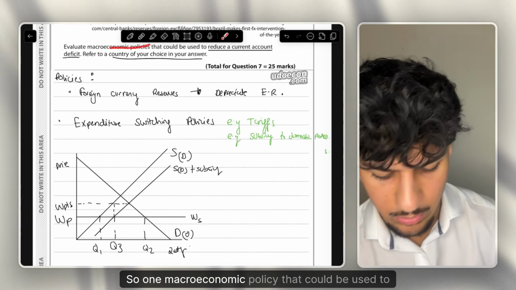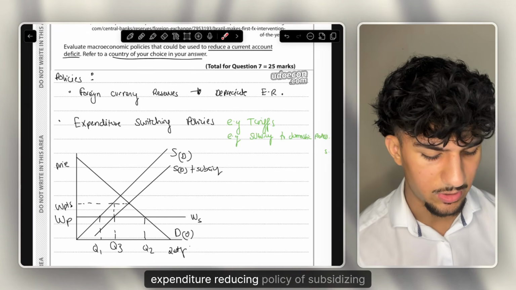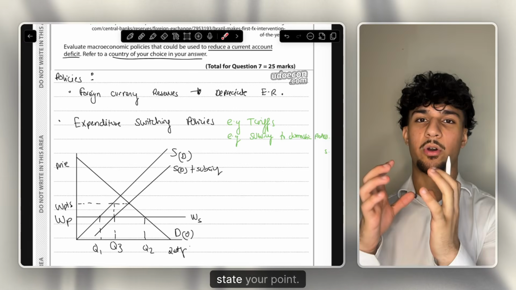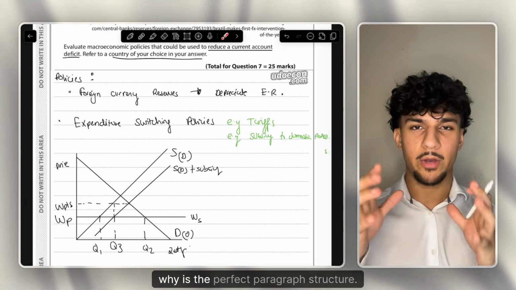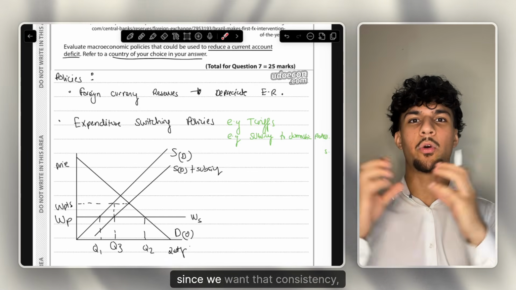So one macroeconomic policy that could be used to reduce a current account deficit is the expenditure reducing policy of subsidizing domestic producers. Now, like I say, state your point, move on to application before starting the chain of analysis. Why is the perfect paragraph structure state your point, application, then analysis? Since we want that consistency.